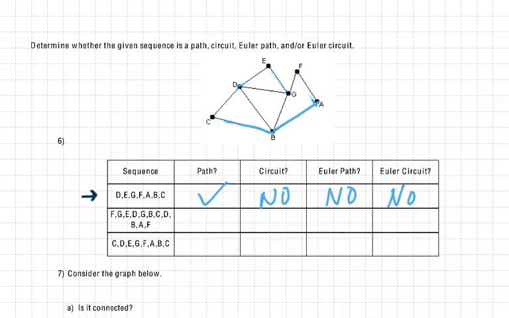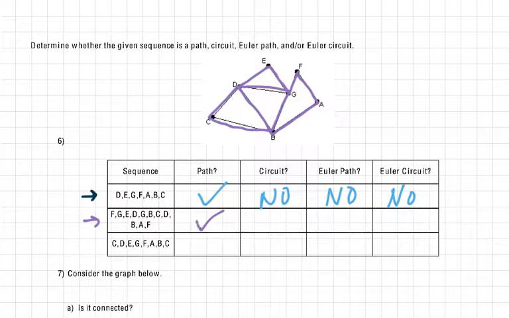Let me erase the graph. Let's do this next one in purple. We're starting from F, F to G, G to E, E to D, then to G, then to B, then to C, then to D, then to B, then to A, then to F. Okay, so it is a path. It went through adjacent vertices that are connected with the edges, so that is a path.